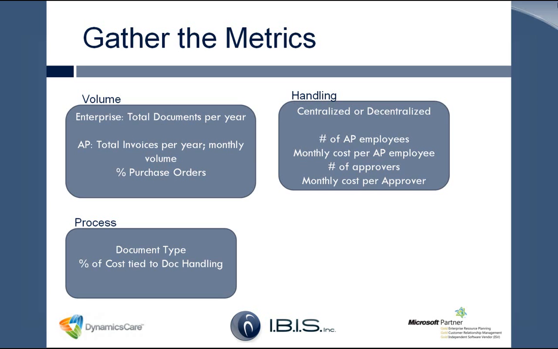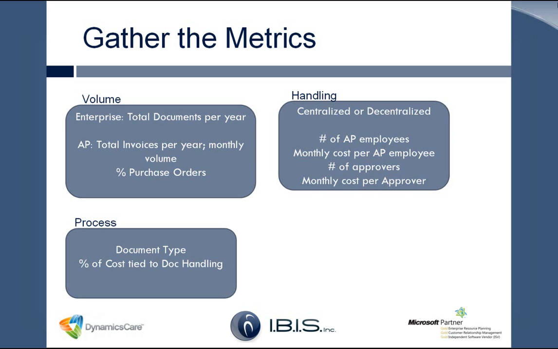So we go a little bit deeper. We look at centralized versus decentralized. There's often more cost when you're operating in a decentralized environment. How many AP employees do you have? What's the monthly cost of that AP employee? How many approvers do you have? And what's the monthly cost of that approver? As you move from AP employee to approver, it's going to cost you more if there's more handling, or you're duplicating the efforts of those individuals across the organization.